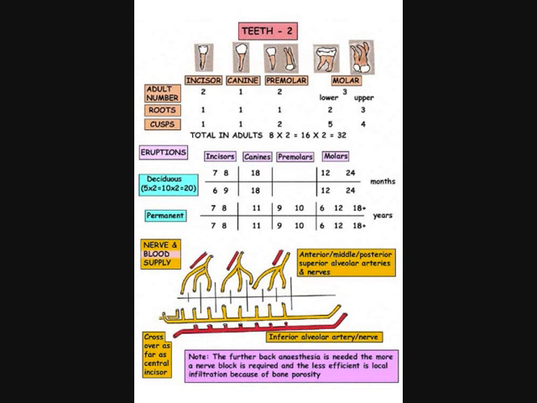A point worth knowing is that most of the lower teeth can be anaesthetized by simply blocking the inferior alveolar nerve, whereas in the upper teeth more localized local anesthetic is needed above each tooth, as the teeth themselves are supplied by the superior alveolar nerves.